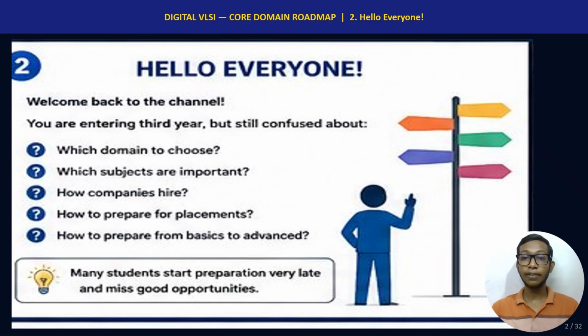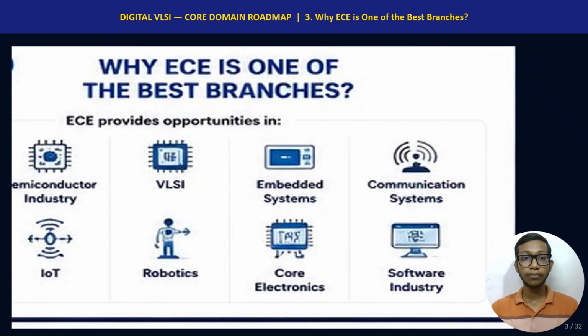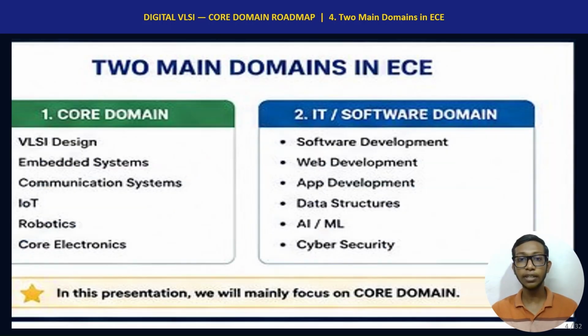Basically in our EC branch, we have two sides, core side and IT side. But today I'm going to tell you about the core side. In the core side, we have a lot of domains like VLSI domain, embedded system domain, IoT domain, communication system domain. Today we will discuss the VLSI domain, right? There are two domains in ECE, core domain and software domain, two sides. Today I am going to tell you about the core domain.